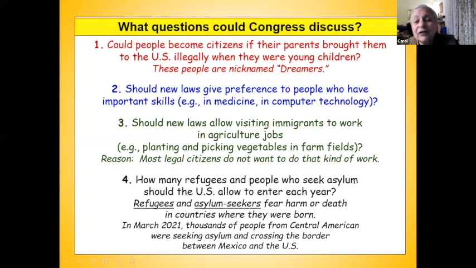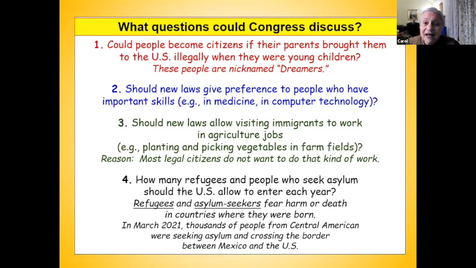And I know that is important to my congressperson. His name is Fred Upton, because what I read in the newspapers says that farmers in Western Michigan want people to plant and pick vegetables and fruits. And most of the legal citizens who live here, our citizens, don't want to do that kind of work.